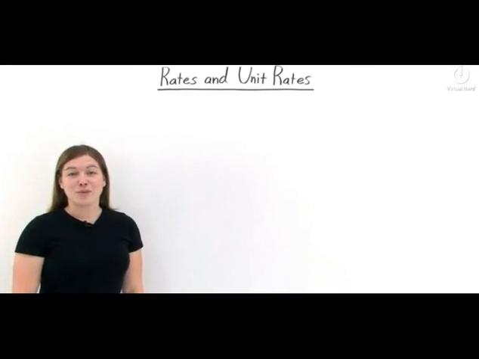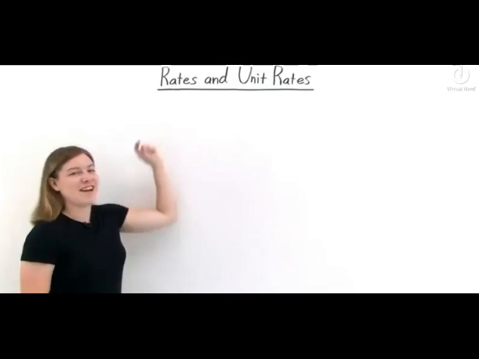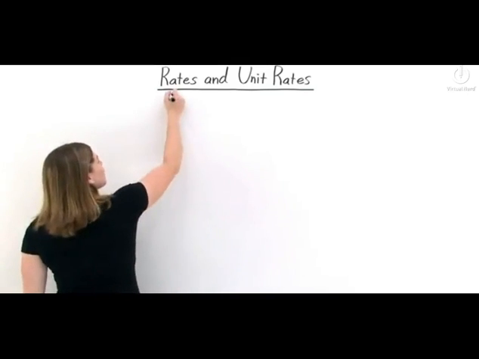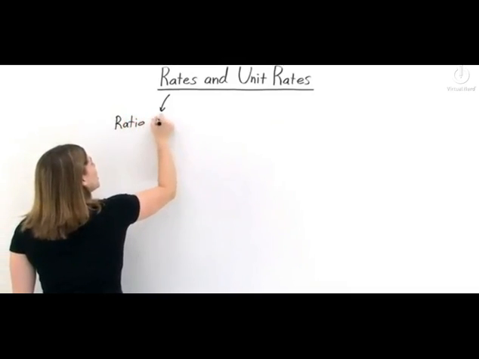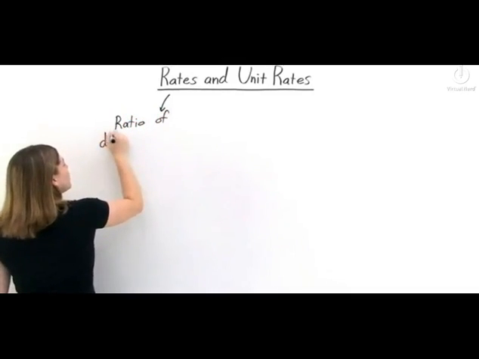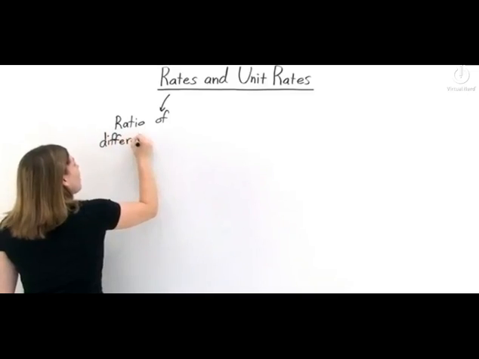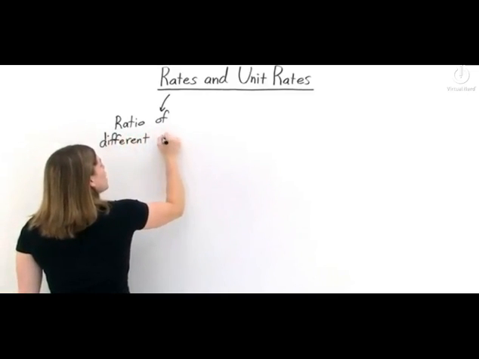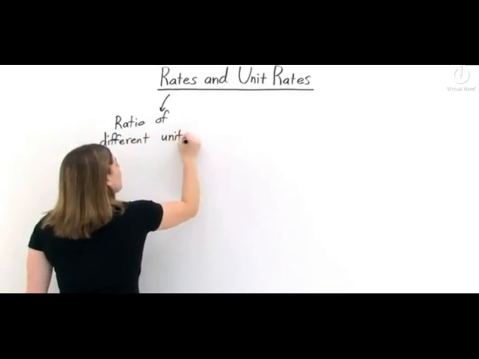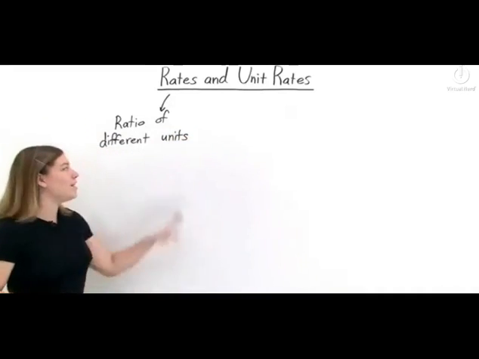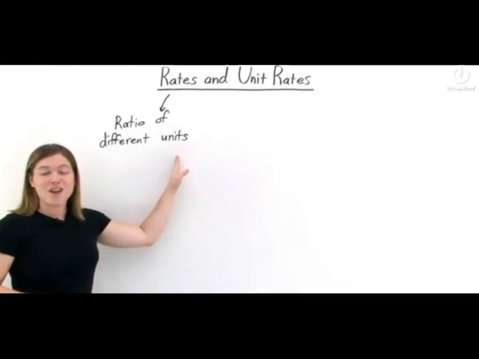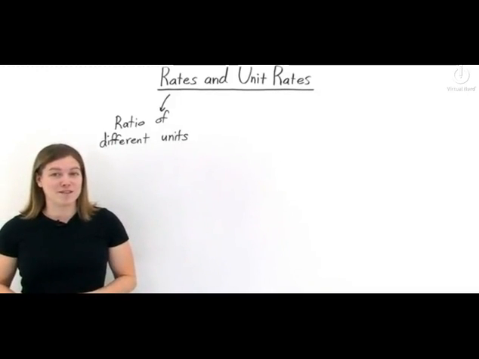What are rates and unit rates? First, let's look at rates. Let's check out the definition for rates. A rate is a ratio of different units. In other words, a rate is a ratio of a quantity per another quantity, and those two quantities have different units. So let's look at some examples of rates.